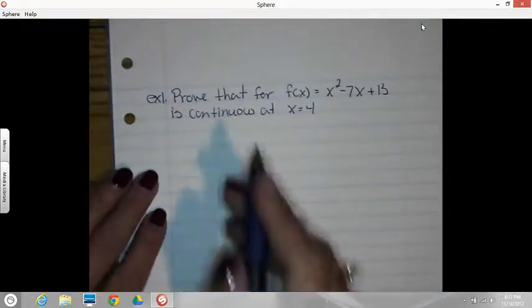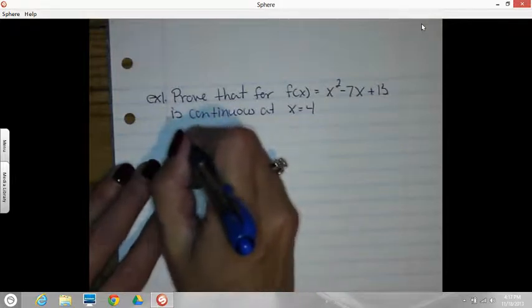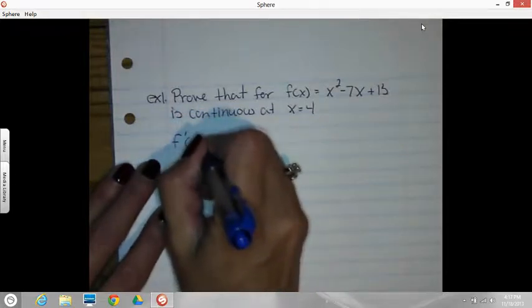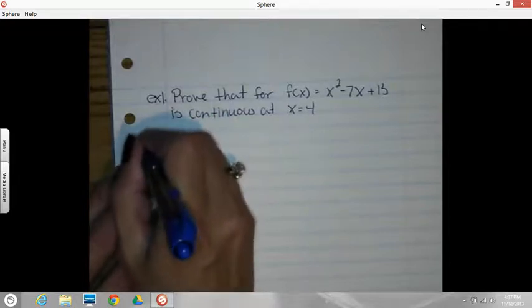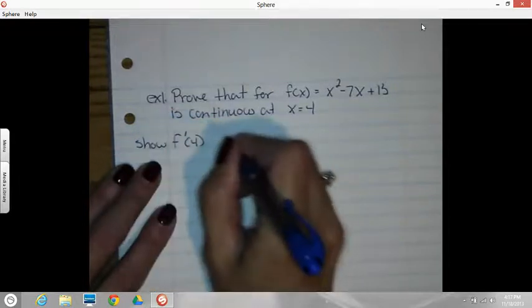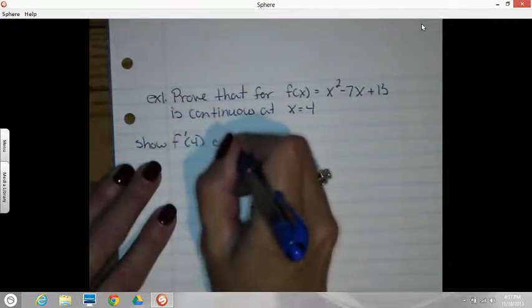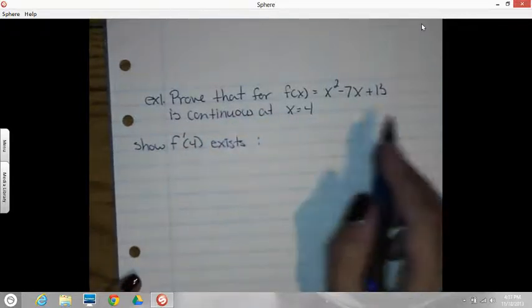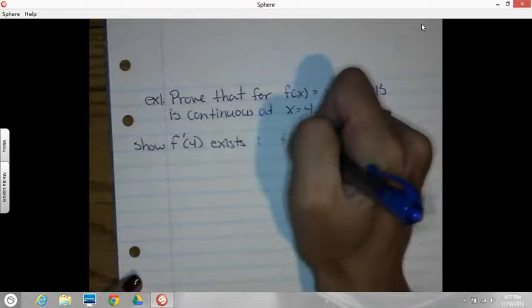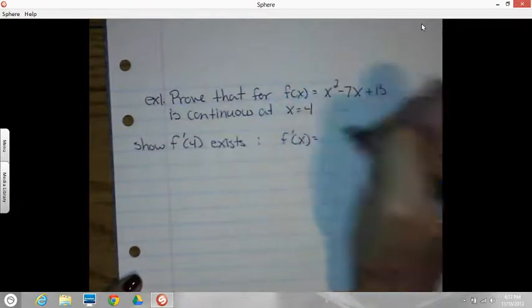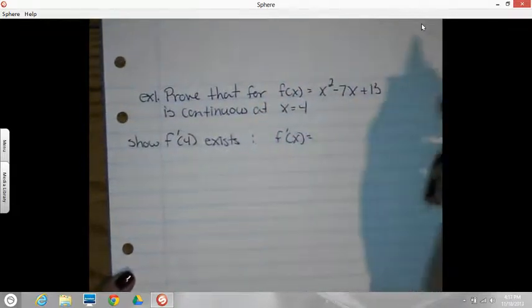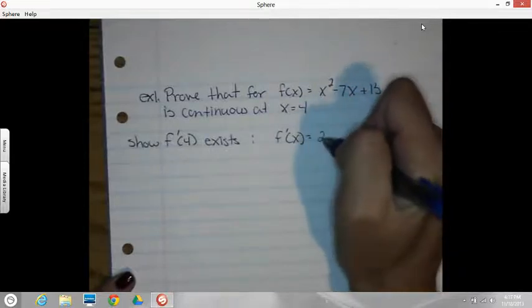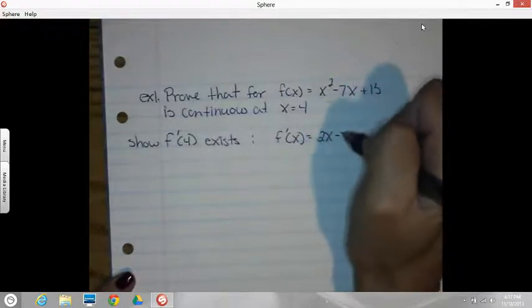So our goal is to find f prime of 4. Show that f prime of 4 exists. So all we've got to do is do the derivative. Nice easy derivative after the stuff we've been doing. 2x minus 7. That goes to 0.